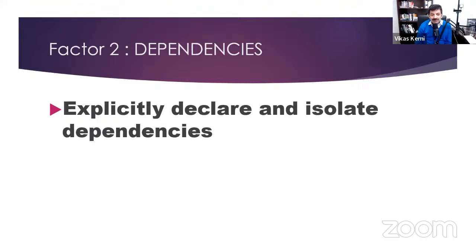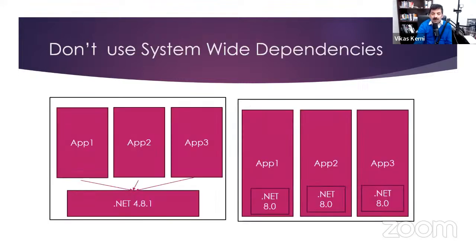The second factor is interesting. It says you need to explicitly declare and isolate dependencies. In the older world, what it means is don't use system-wide dependencies. If you remember, we used to deploy the traditional .NET Framework 4.8.1 on the server. A lot of the time we were deploying our application on a shared server used by other teams, so you have to deploy .NET on the machine.